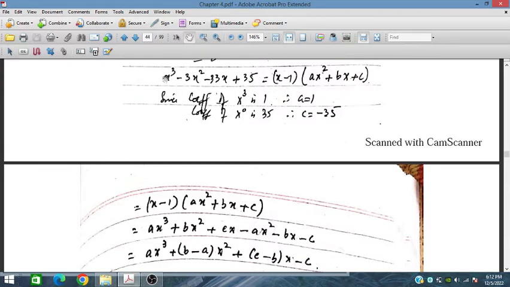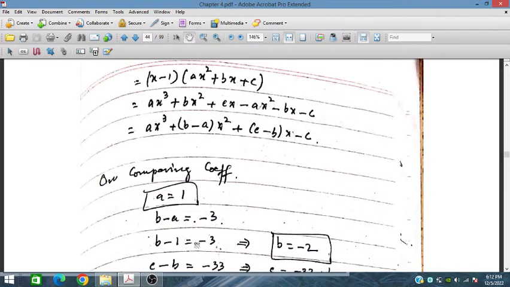A is equal to 1. b minus a is equal to minus 3, so a is 1, so b minus 1 is equal to minus 3, so b is equal to minus 2. In place of a we write 1, so this a goes to the right hand side, placing minus 1 on this side, so it becomes plus 1. So minus 3 plus 1 is equal to minus 2.